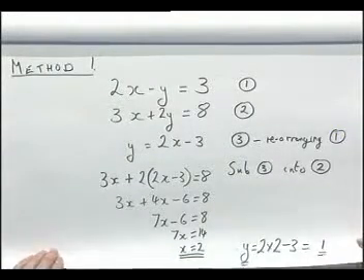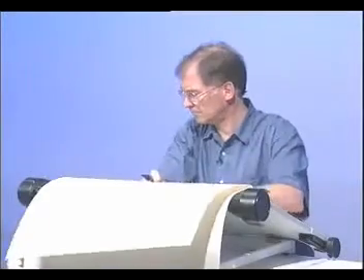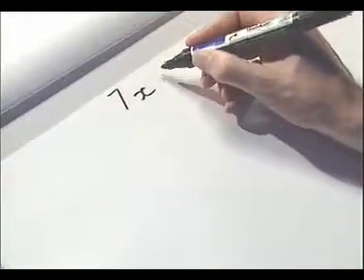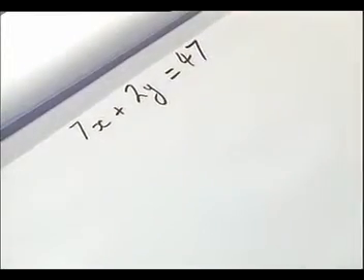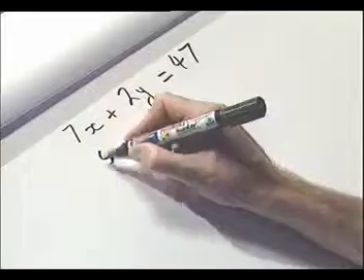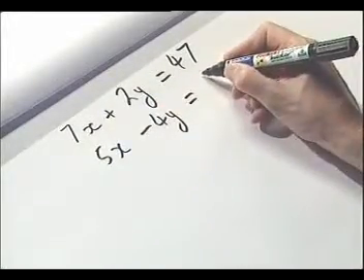Let's have a look at another one using this particular method. And the example we're going to use is going to be 7x plus 2y equals 47, and 5x minus 4y equals 1.